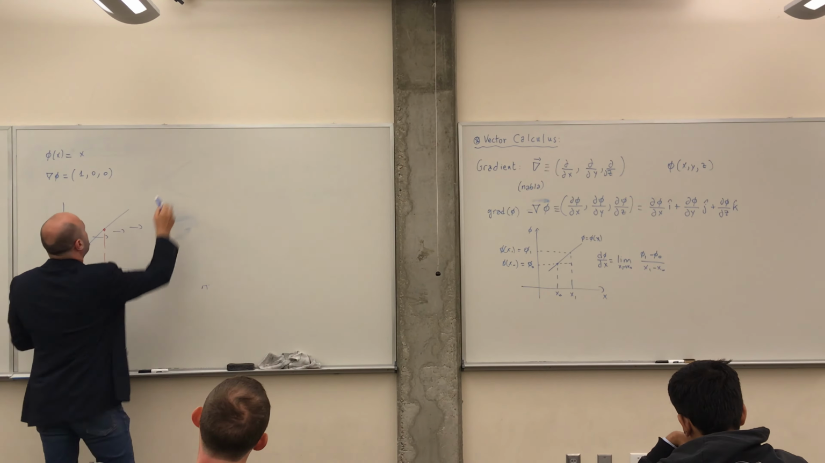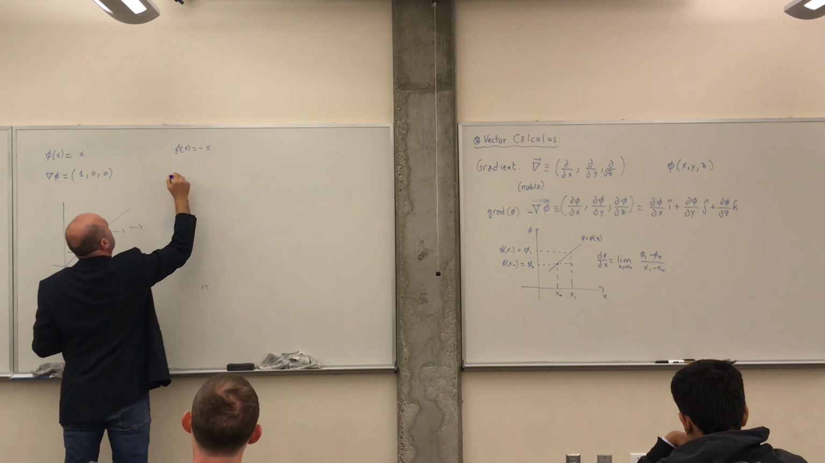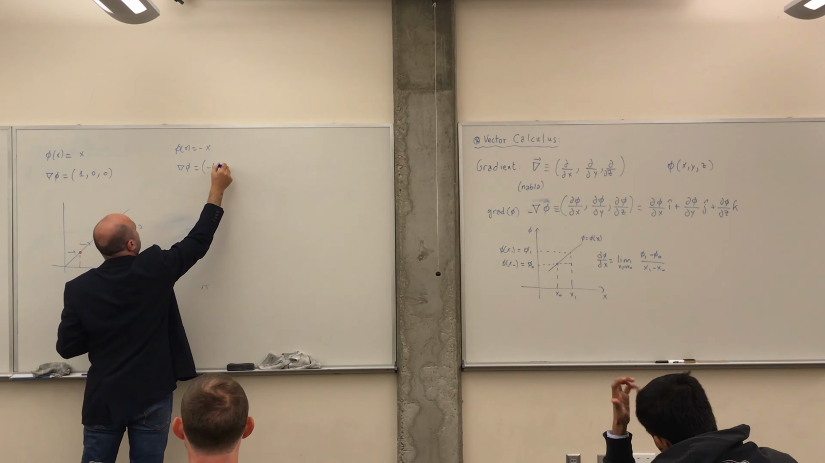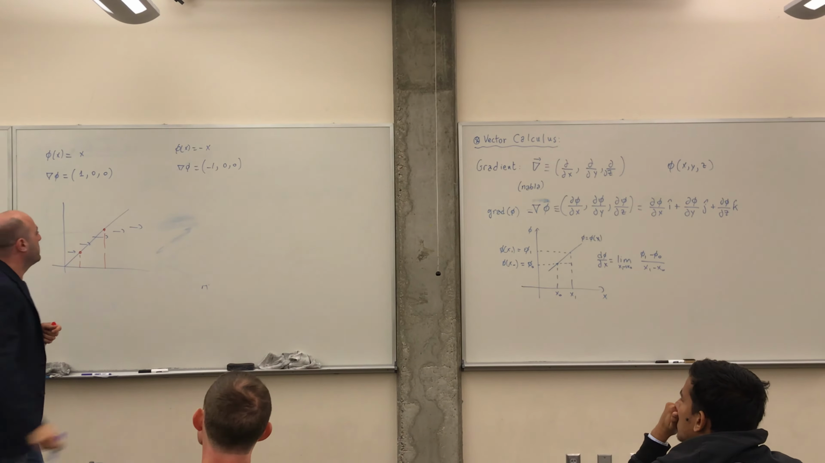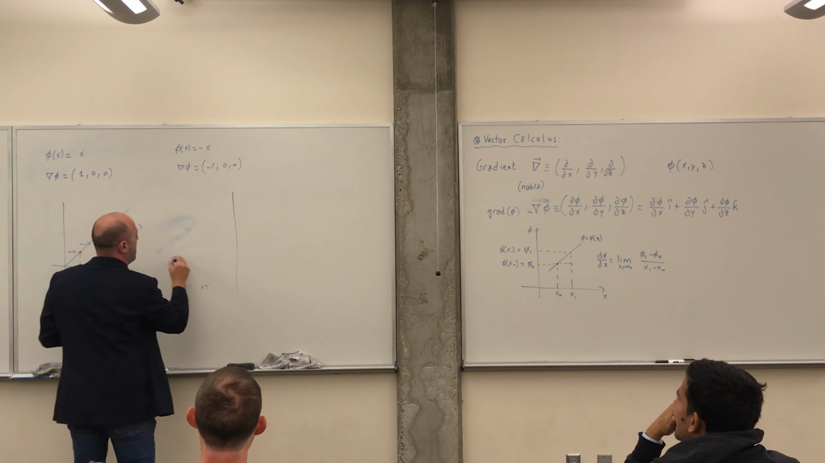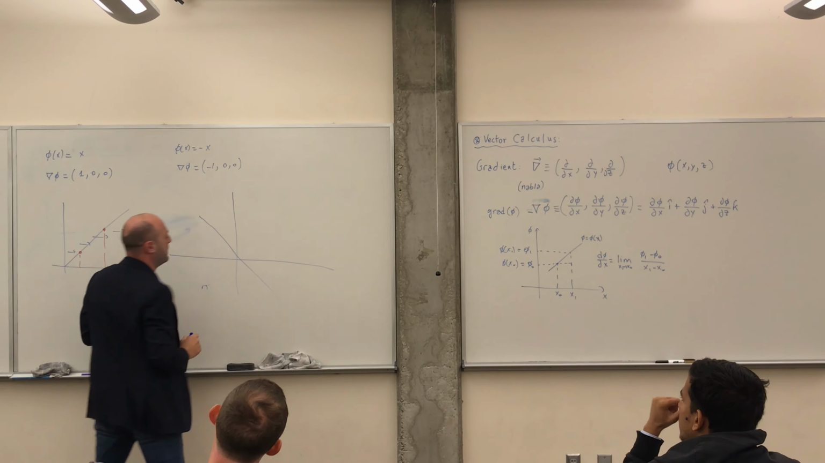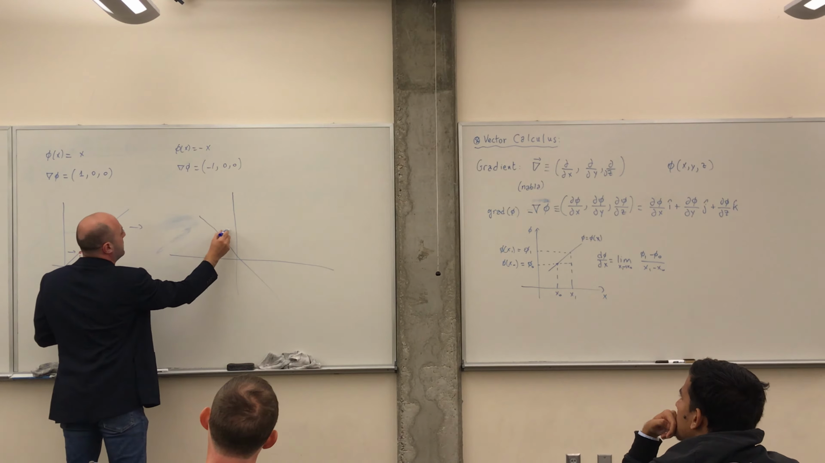Now let's take phi of x equals minus x. Grad phi in this case is going to be minus 1, 0, 0. When we plot that, we're going to get this line. So how do we rise? We're going to move in this direction.